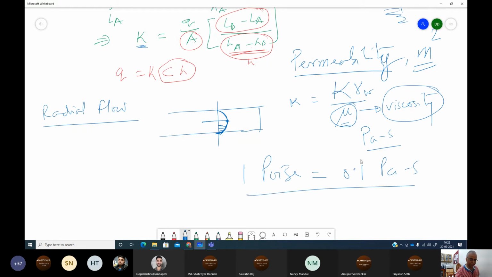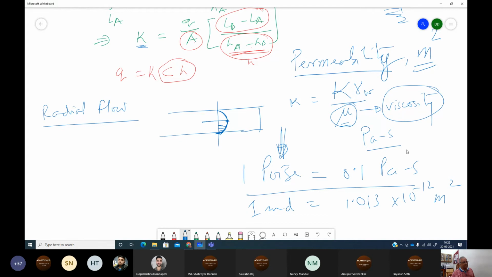And I think probably 1 millidarcy is 1.013 times 10 to the power minus 12 meters squared, something like this. So these are field units and these are SI units.